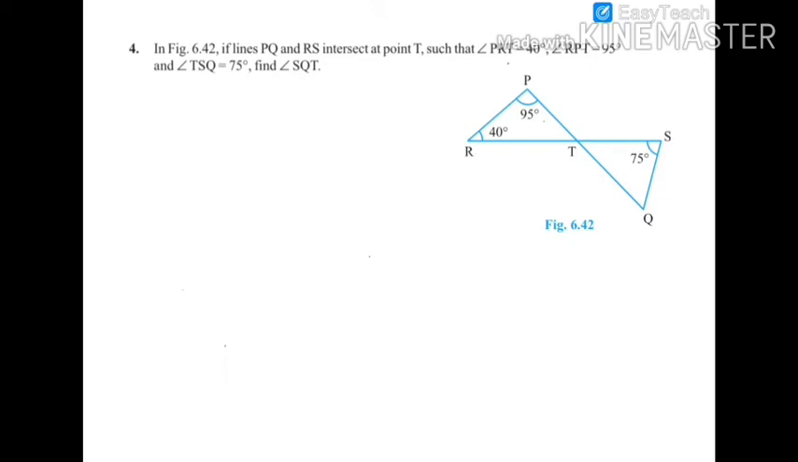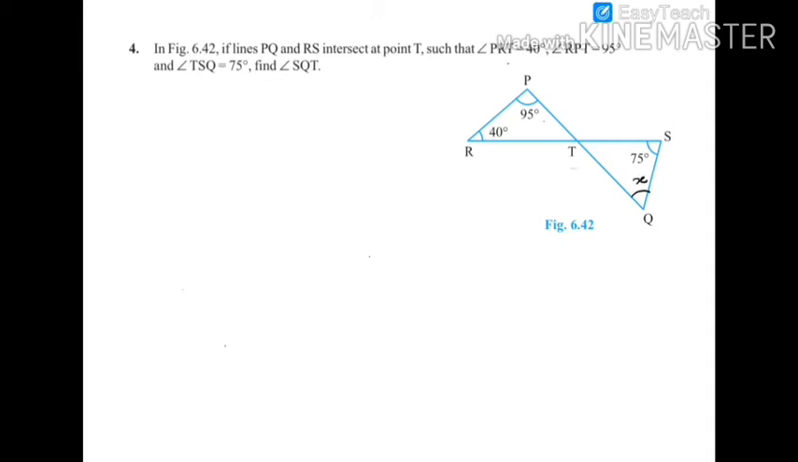Question number 4. If lines PQ and RS intersect at point T such that angle PRT is 40 degrees, angle RPT is 95 degrees, and angle TSQ is 75 degrees, then find angle SQT. So we have to find this angle. Let's mark this angle as x.